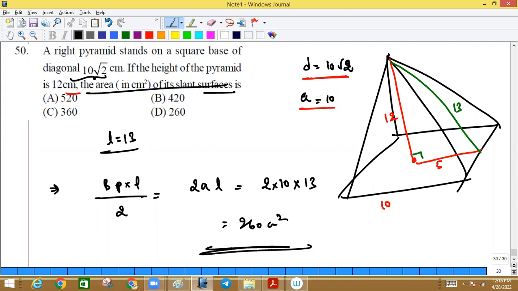It is asking you slant surface. Slant surface means lateral surface. What is the lateral surface area? Base perimeter into slant height by 2 for a pyramid. For a prism, it is base perimeter into height. Okay. So it is all about substitution of formulas and doing calculations. Nothing more logical about it.